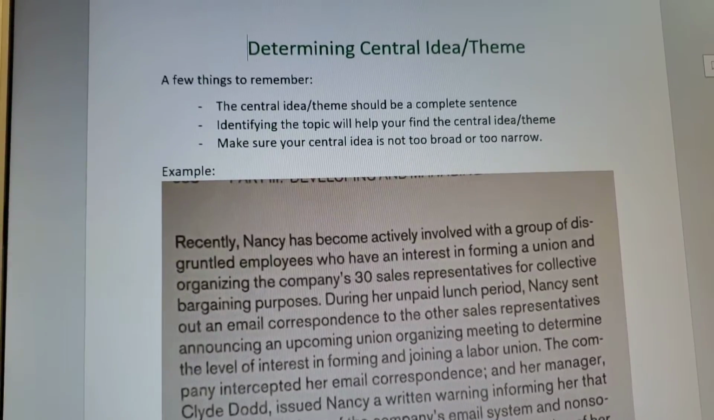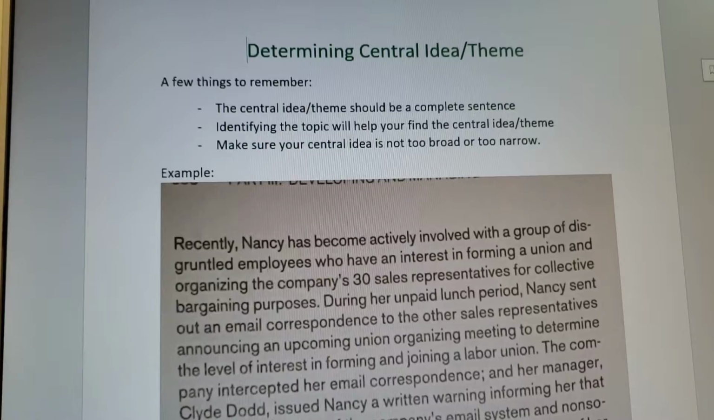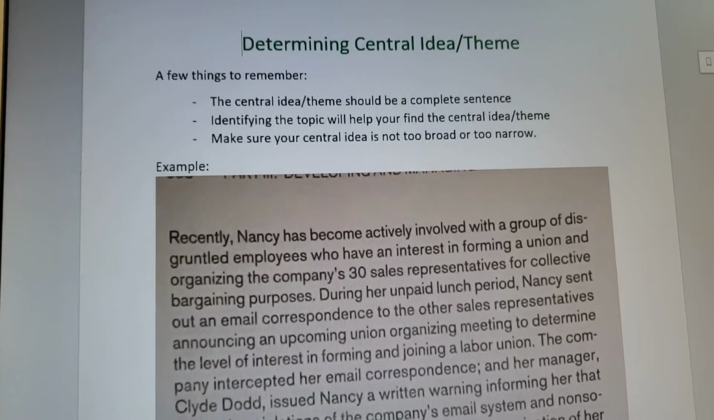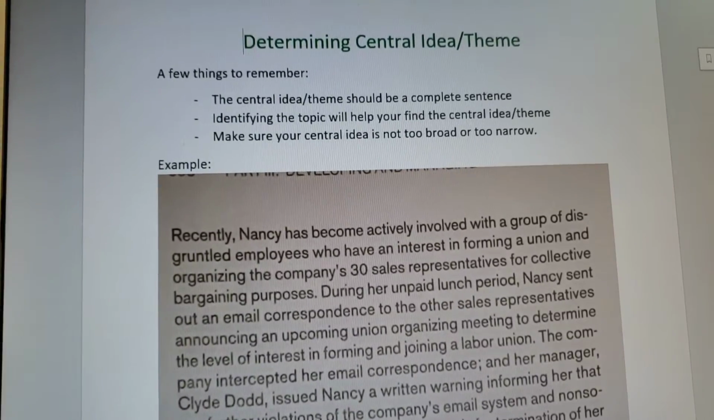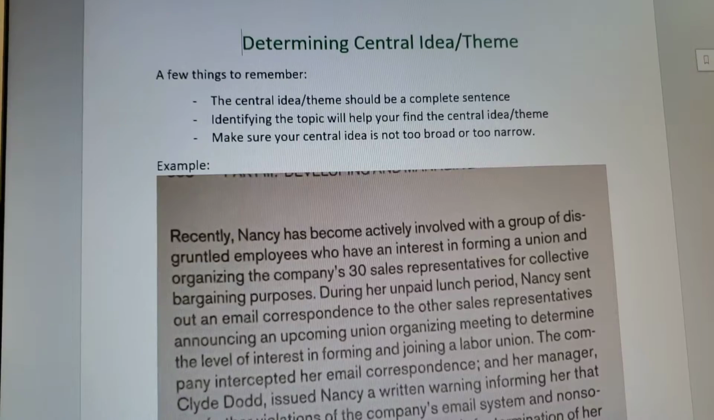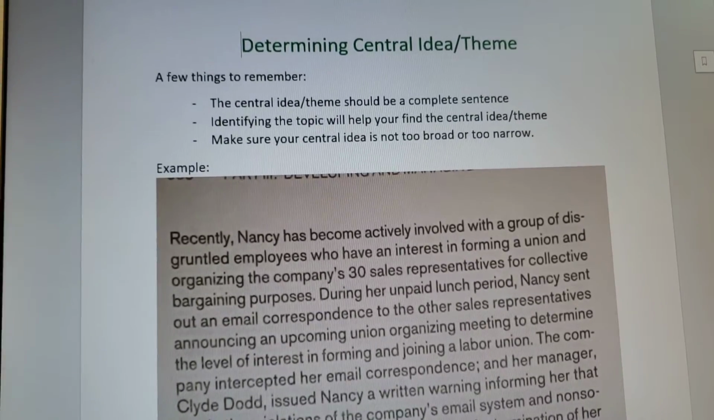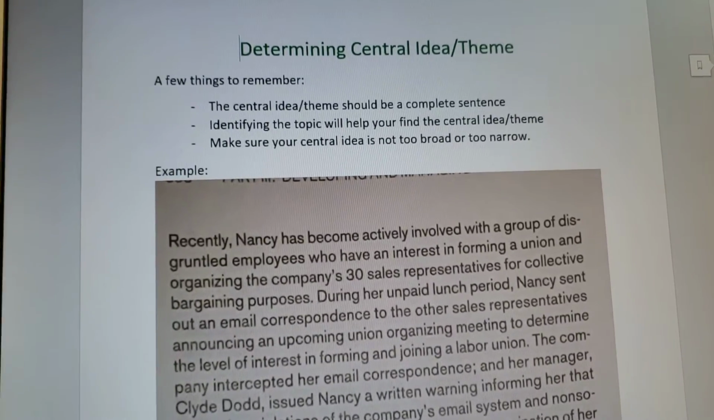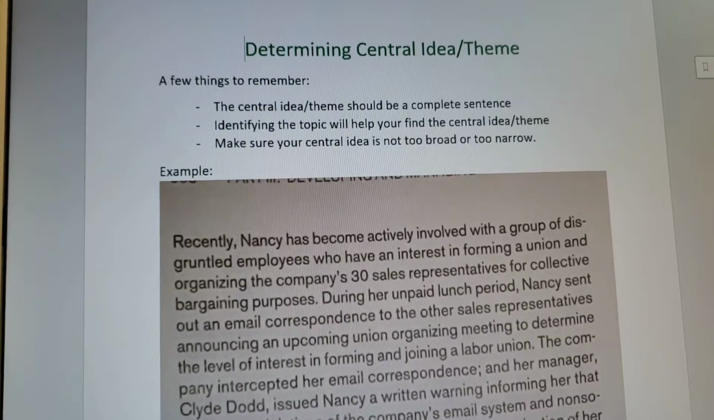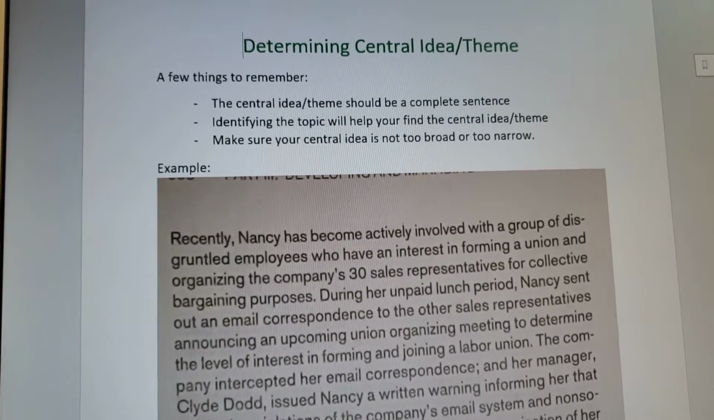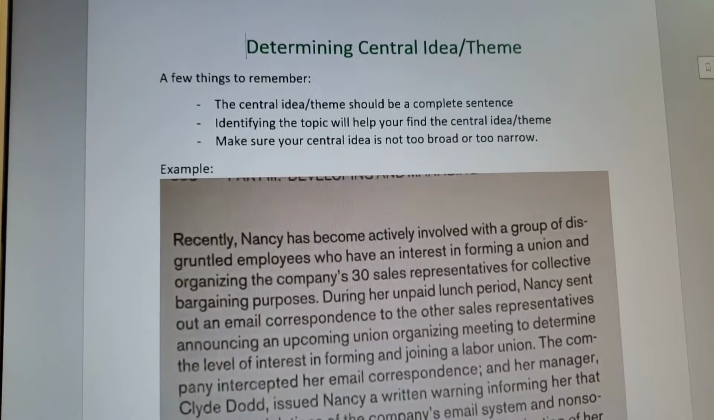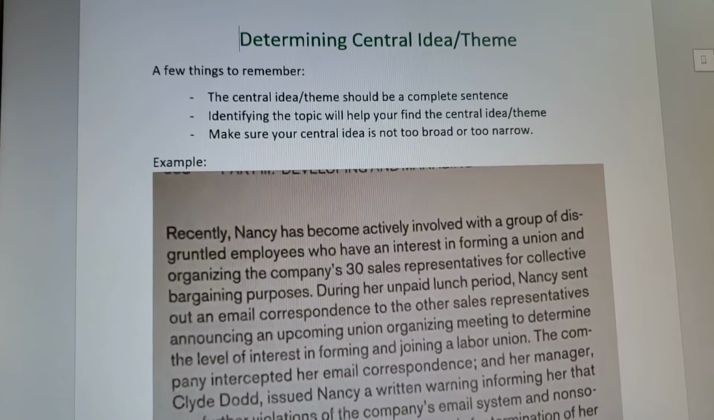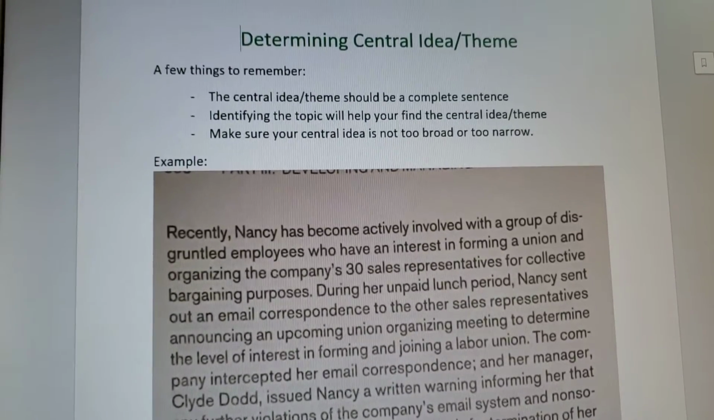So first off, you make sure that your central idea or theme is a complete sentence. A theme needs to be a statement, all right? So for example, if you were to say fear or bullying or anger, those are topics. Those are not actually themes. A theme would be something like, it is better to forgive and forget, or you shouldn't let bullying affect you, or things like that. So essentially a theme would be the idea or lesson that the author wants you to get from the text.